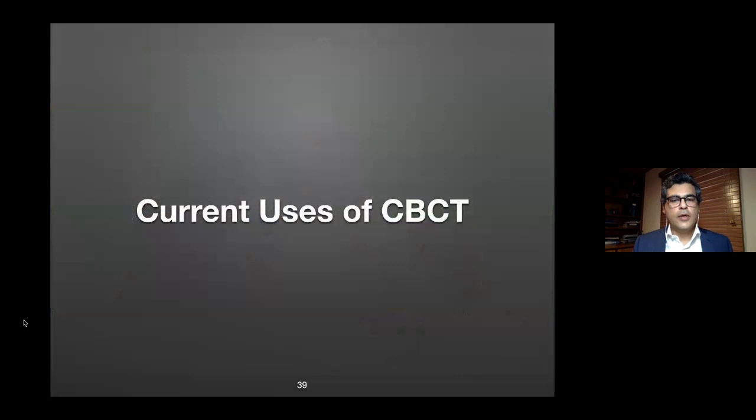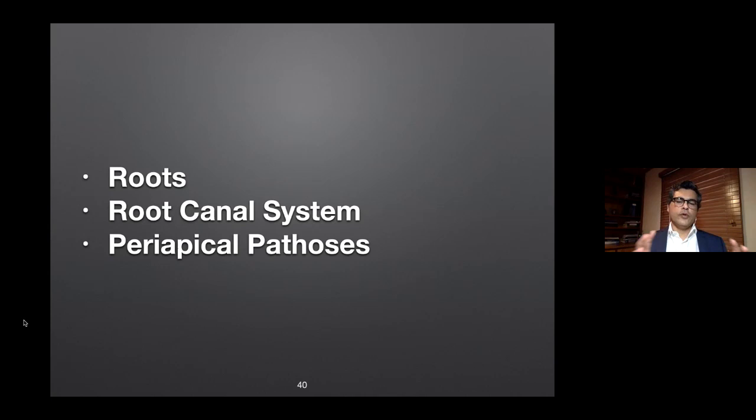Okay, so let's talk about the current uses of cone beam CT, more of the clinical part. Look at the time. Okay, you're doing okay with the time. Let's look at the region or the anatomy, and then see what results we can get by applying cone beam CT versus other imaging modalities. Let's start with the roots, the root canal system, and the periapical tissues.